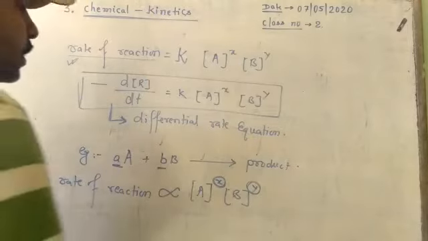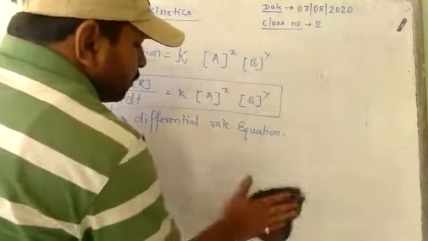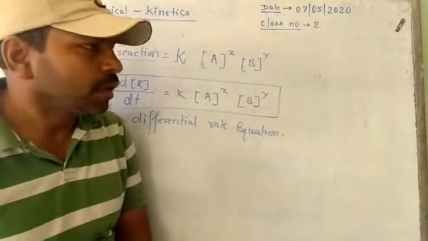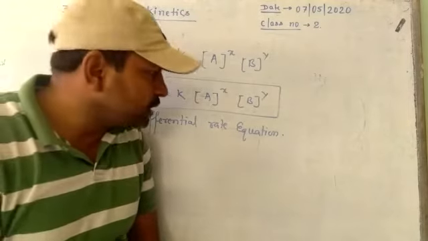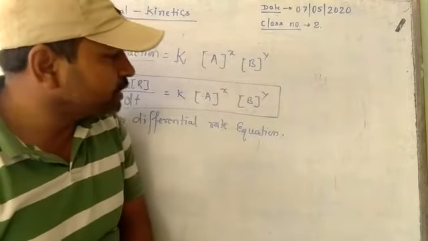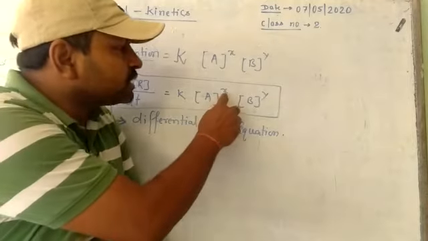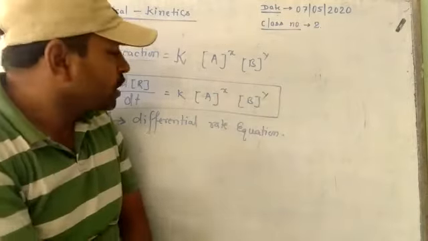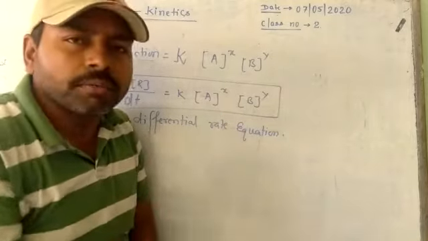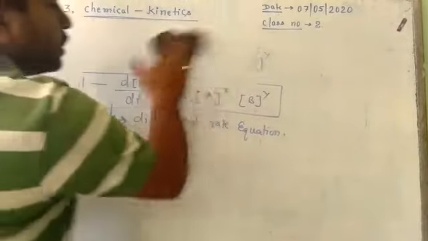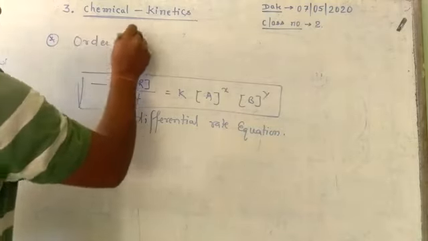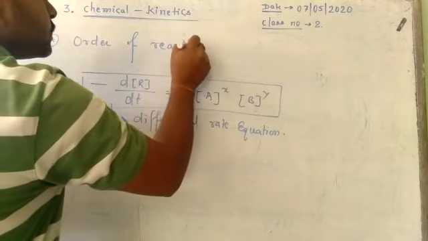Now students, we move towards what is order of reaction and molecularity. Initially we discuss order of reaction, then we discuss molecularity. Order of reaction is the sum of powers present in the differential rate equation. So students, we discuss order of reaction.